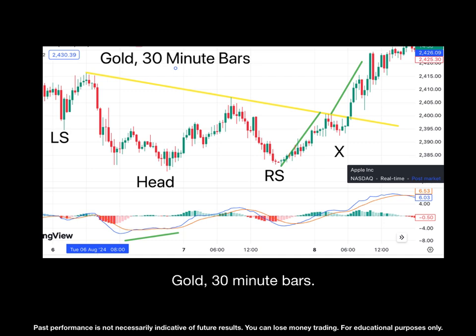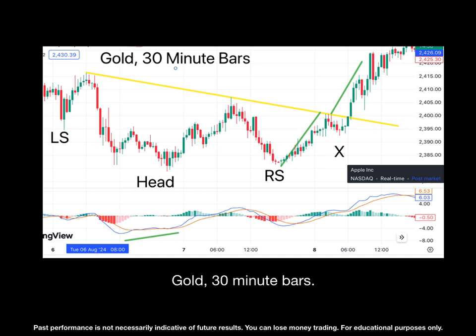So what would be wrong with taking a small position at the right shoulder with a small stop loss, and then taking another position on the breakout at X above the downtrend line and above the neckline of the right shoulder? Now what I do, I use the right shoulder to the neckline as the first wave objective.